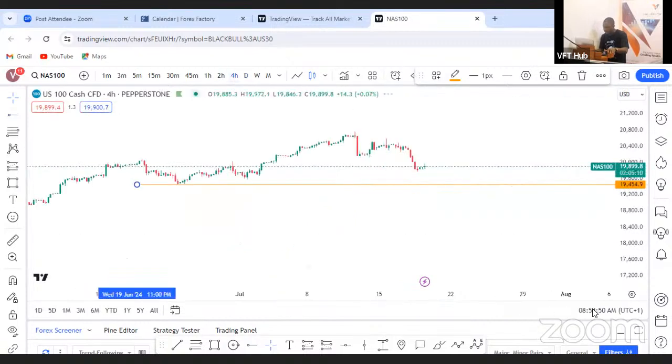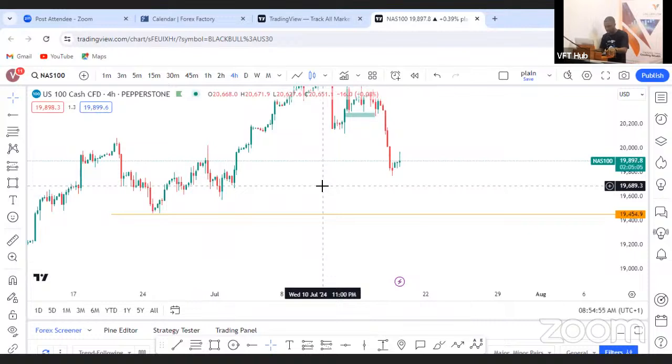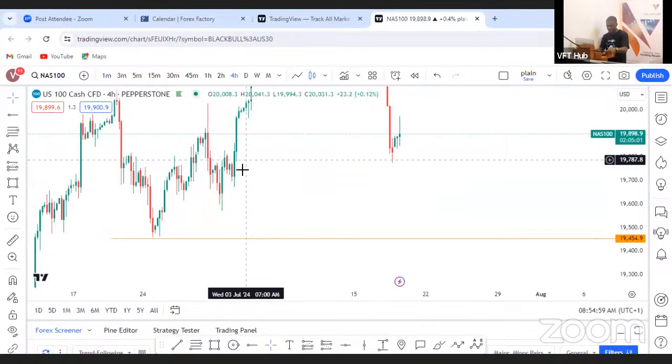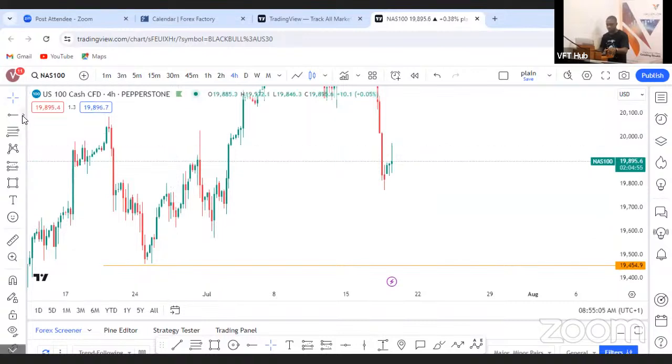On the 4-hour time frame, is there anything we're looking at? Anything unique? Something unique is here. Market structure and liquidity concept. Market structure and liquidity concept. There's something unique here, right? So a sweep. Let me draw it out.